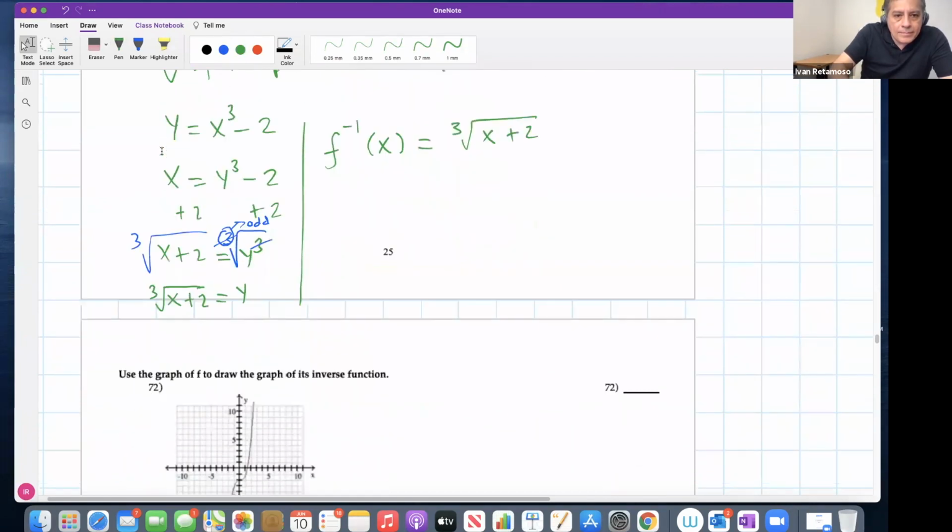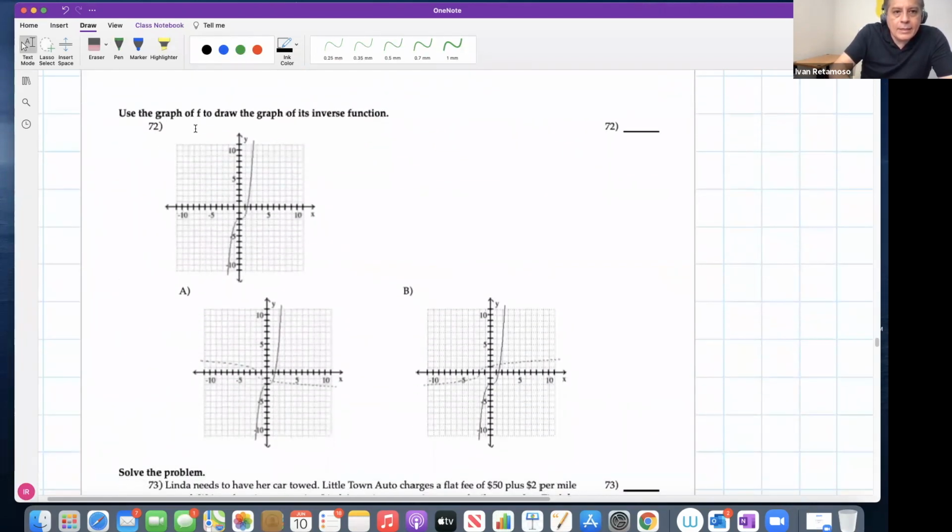Number 72 says use the graph of f to draw the graph of its inverse function. This is the graph of the given function f, let's say f of x. Remember, there is a property that says the graph of f and the graph of its inverse function are reflections of each other about the diagonal line y equals x, right? So basically, this point will appear here somewhere, right? You draw a perpendicular and go the same distance, or the same can be gotten by switching the coordinates.